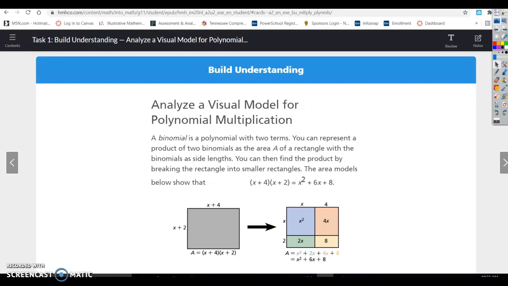All right, today we're looking at lesson 4.3. We're going to analyze a visual model for polynomial multiplication. So we're going to start with task 1, and let's look and see what we have.